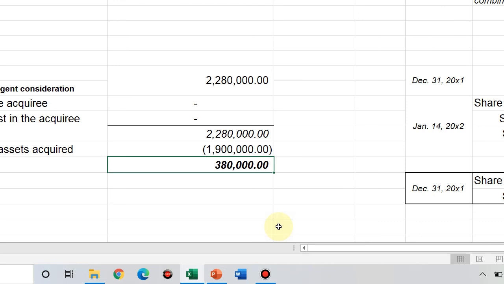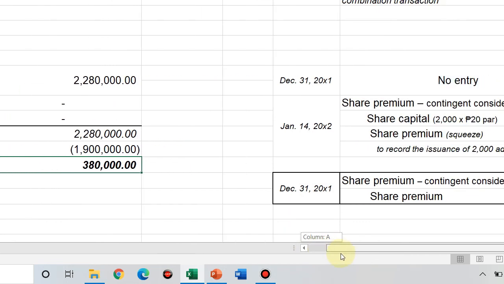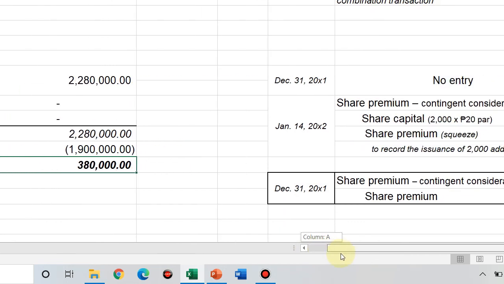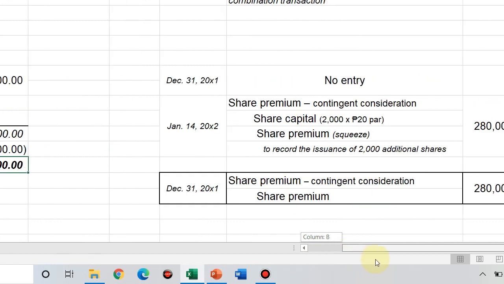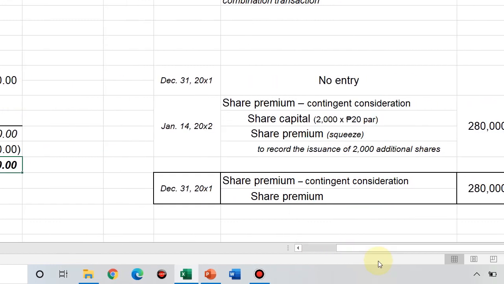Okay? Next, entity B's 20x1 profit is 3.8 million. Entity A issues the additional shares on January 4, 20x2. Provide the journal entries. Okay, so ano nangyari? Pumasok ba siya, nag-exceed ba siya ng 3.6? Yes. Nag-exceed siya ng 3.6. Nakalagay dito, December 31, 20x1, walang entry. Nung January 4, 20x2, ito yung issuance of additional shares. Meron ka nang journal entry.